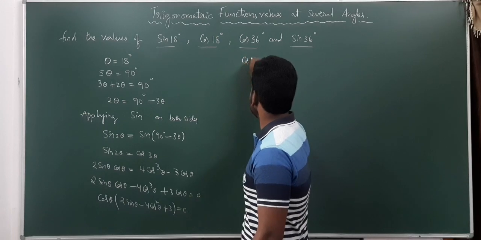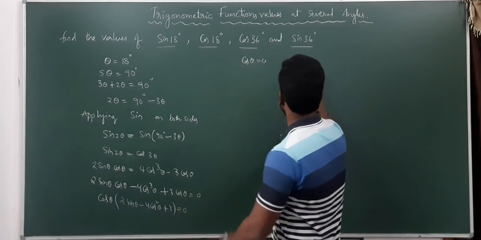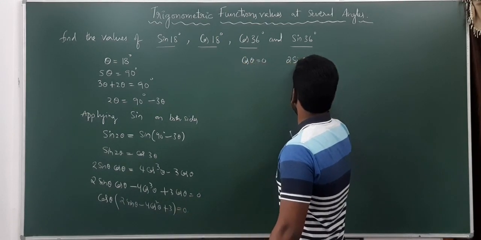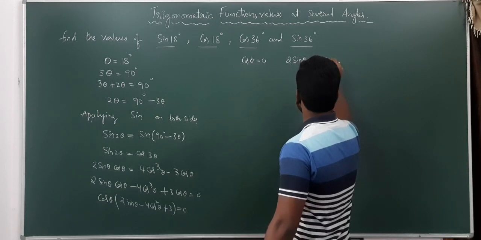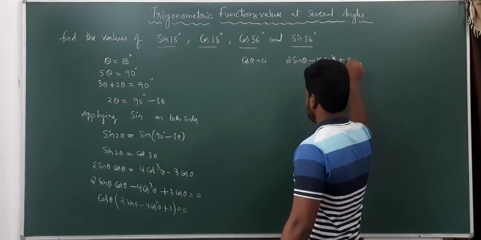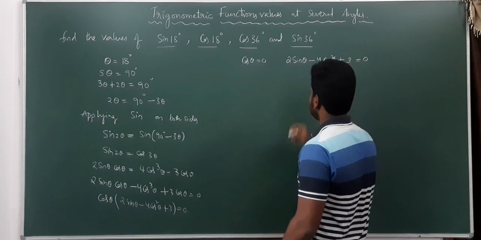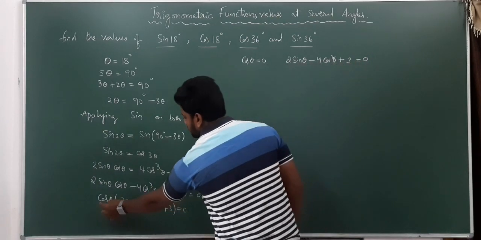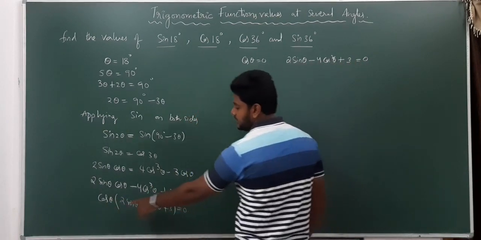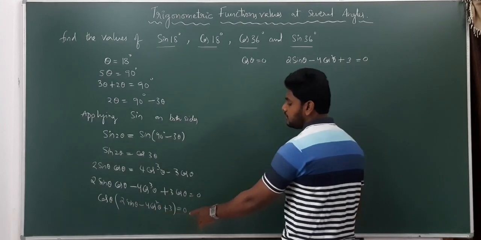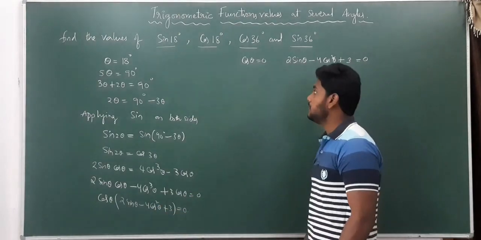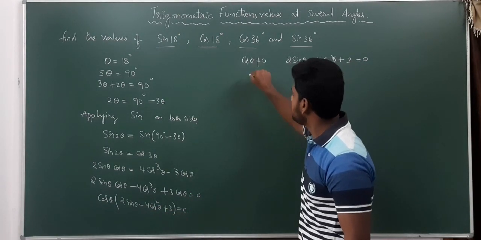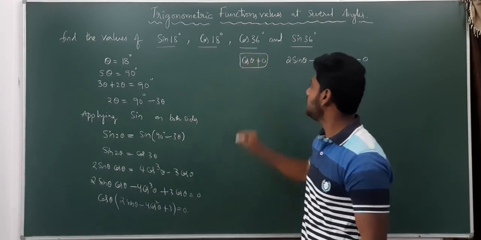Can we write cos theta equal to 0 and again 2 sin theta minus 4 cos square theta plus 3 is equal to 0? Can I write like this? If the product of these two is equal to 0, it means either this is equal to 0 or this is equal to 0, then it will become 0. But here cos theta is not equal to 0. Cos theta not equal to 0.